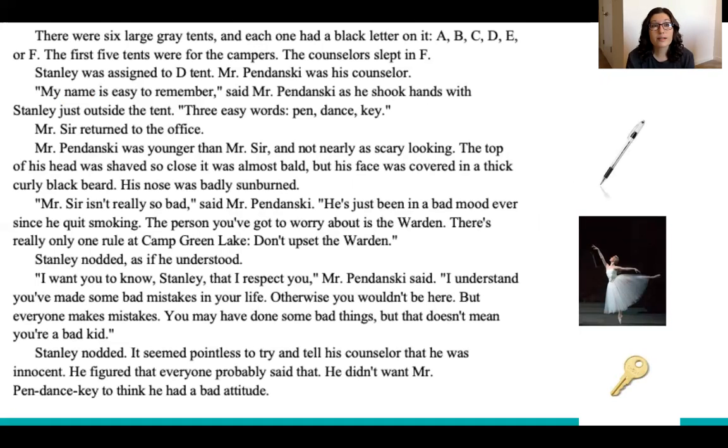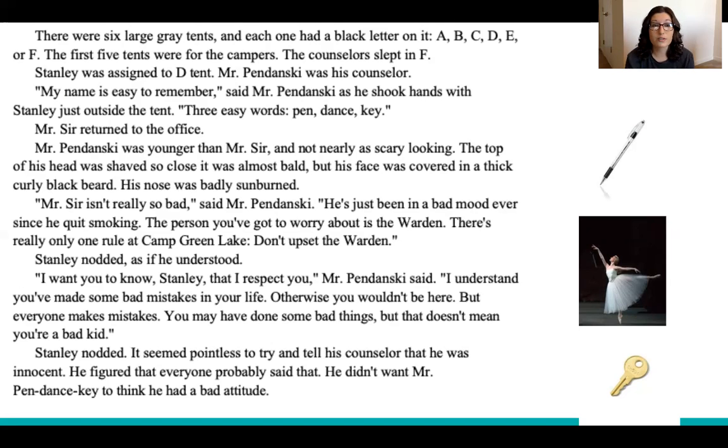There were 6 large gray tents, and each one had a black letter on it, A, B, C, D, E, or F. The first 5 tents were for the campers. The counselors slept in F. Stanley was assigned to D tent. Mr. Pendanski was his counselor. "My name is easy to remember," said Mr. Pendanski as he shook hands with Stanley just outside the tent. "3 easy words: pen, dance, key."